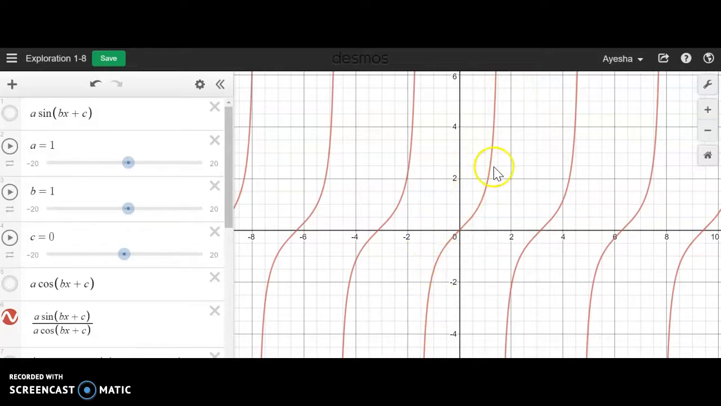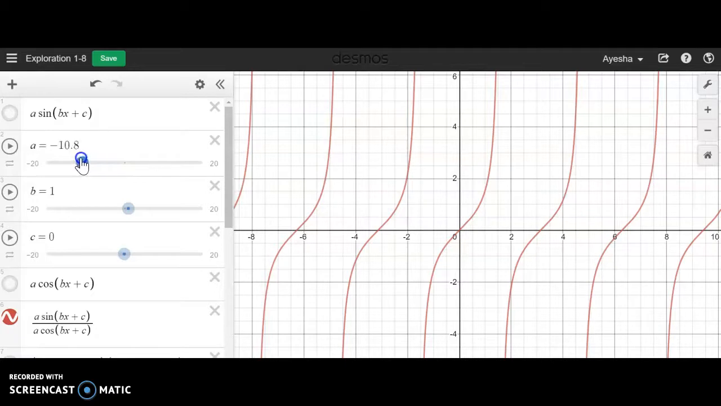It is an odd function, and the period is from negative pi to pi, instead of negative 2 pi to positive 2 pi, like the period is for sine and cosine. Now we will explore what happens when we change a first for h of x, which is f of x over g of x.